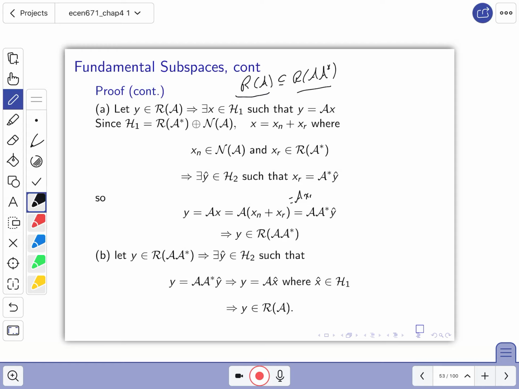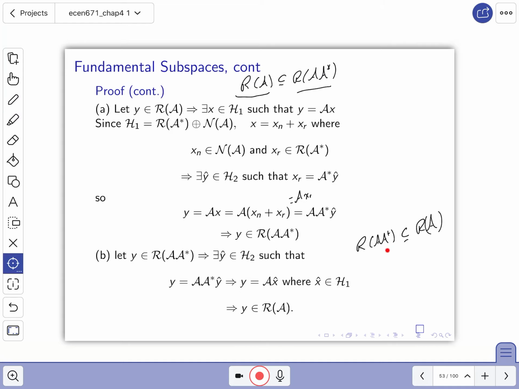So we've shown that anything that's in the range space of A is also in the range space of A star. Now to go back the other direction, for the second one, we want to show that the range space of A star is contained in the range space of A. So we're going to pick an arbitrary element in the range space of A star. So let y be an element of the range space of A star, and we want to show that it's in the range space of A.